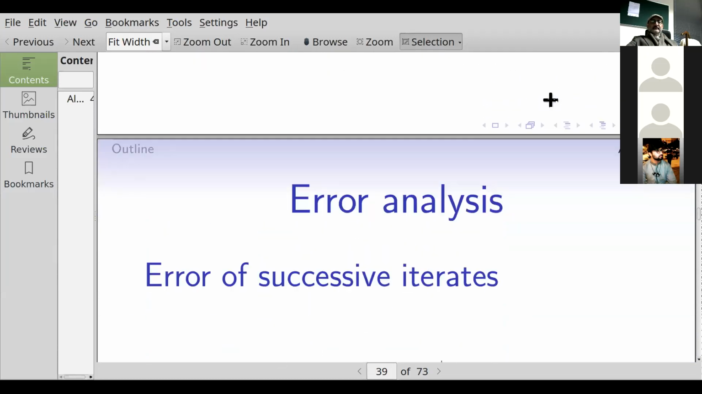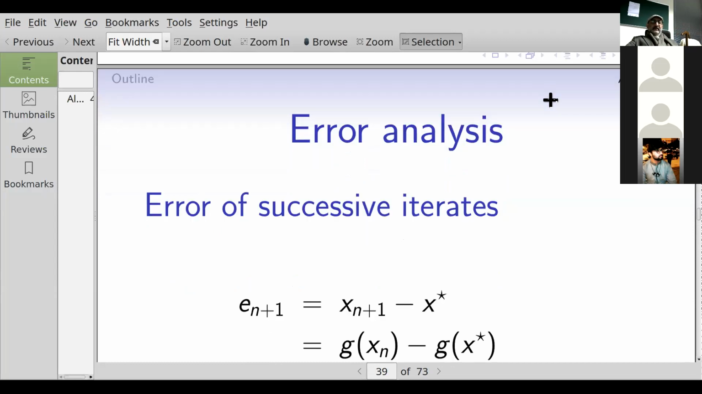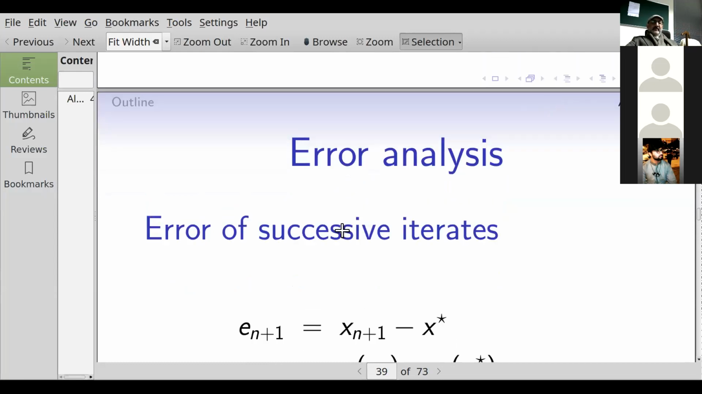Now, I'd like to discuss how the error goes. Okay, how is the error changing? So the first term has an error, the next term has an error. How much is the error decreasing? Okay, so let's say that the error on the n+1 iterate is equal to the difference between the n+1 iterate minus x star. x star is the actual root of the function. Okay.